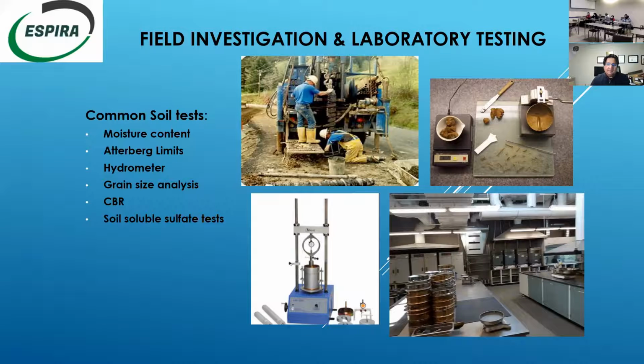So after the field investigation is done, during the process, we collect samples and we bring them to the lab. And in the lab, we do some basic tests. We do, for example, moisture content. Typically, moisture contents are done on almost all the samples. Atterberg limits, the geotechnical engineer typically decides how many Atterberg limits they will need the lab to perform after they review the borehole logs.